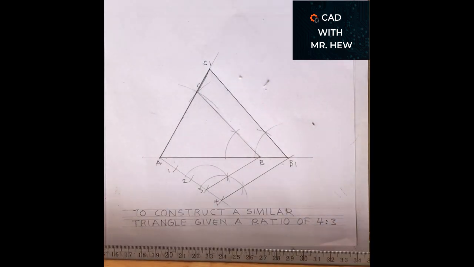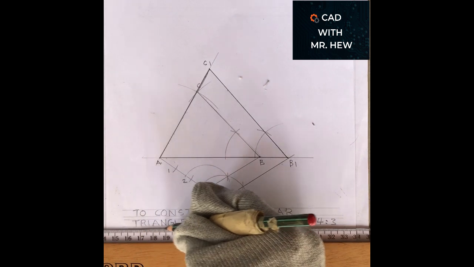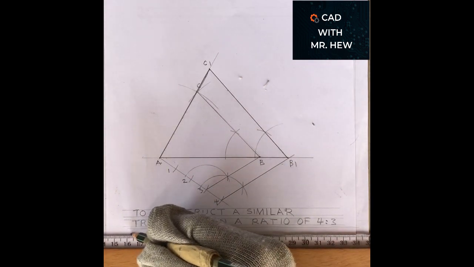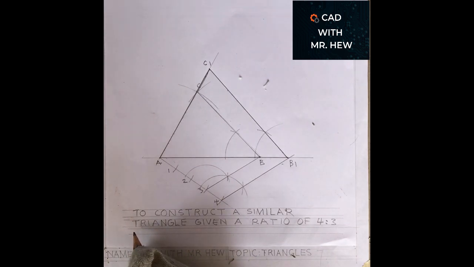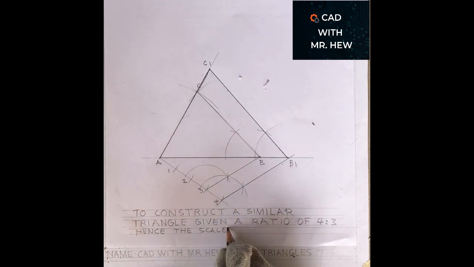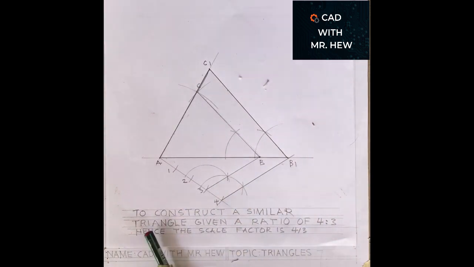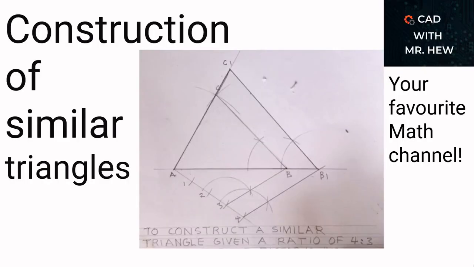We need another pair of guidelines so we can continue the label for the drawing. So we're going to draw that construction line. The next construction line, I'm going to write hence the scale factor is 4 upon 3. We have come to the end of today's video.